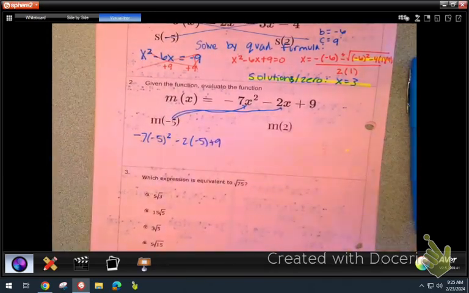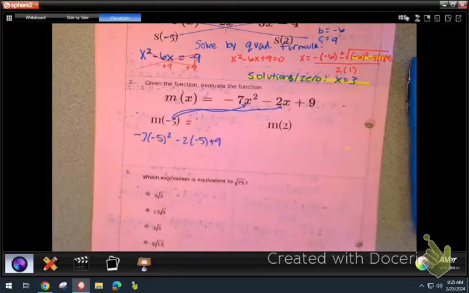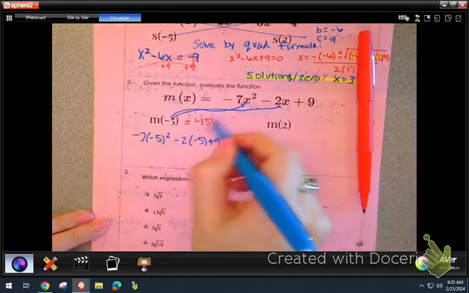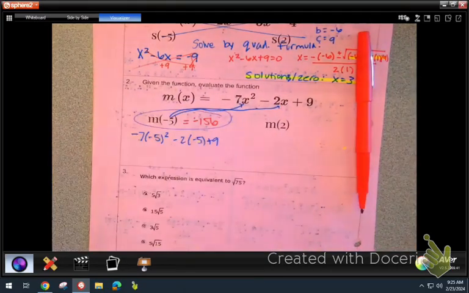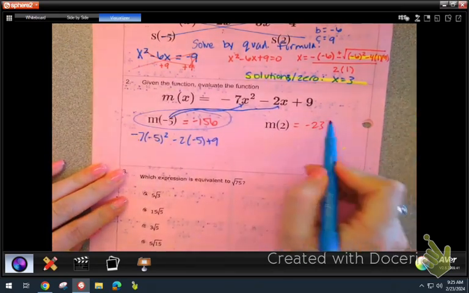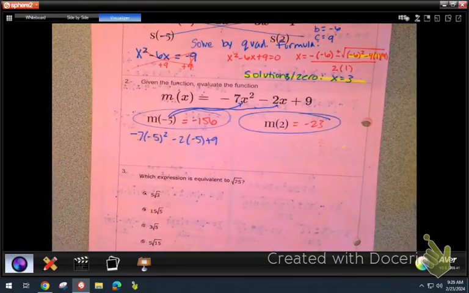Zane, what'd you get? I got negative 156. And that's your answer. I checked with Braden before though, just to make sure it was right. That's what I had on my answer key, so we'll trust that. What about m of 2? You got to do the same thing, but what'd you get? I got negative 23. That's what we got too. So that was just function notation.